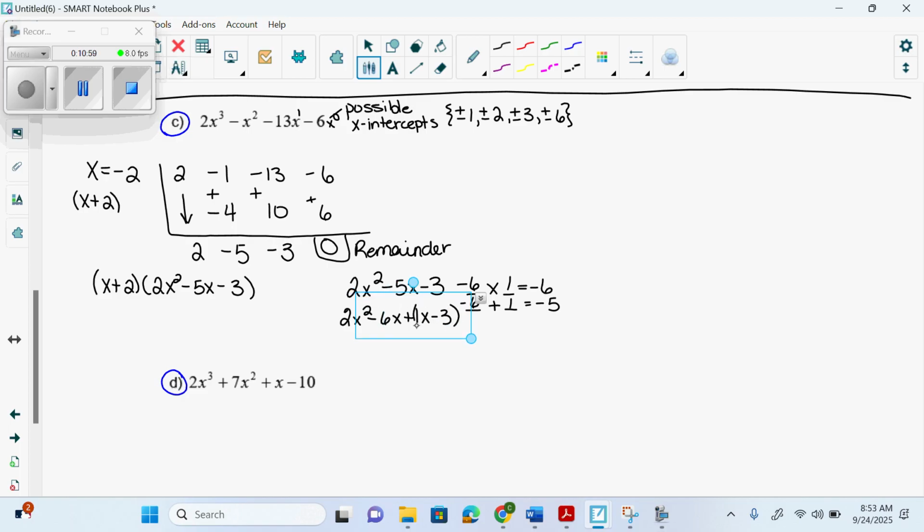Group your first two, group your back two. You get 2x, x minus 3. Take out a plus 1, x minus 3. And you get x minus 3 and 2x plus 1. If you forget how to get those two factors, remember to come in, right? So we get x plus 2, that stays the same, that's my linear factor.